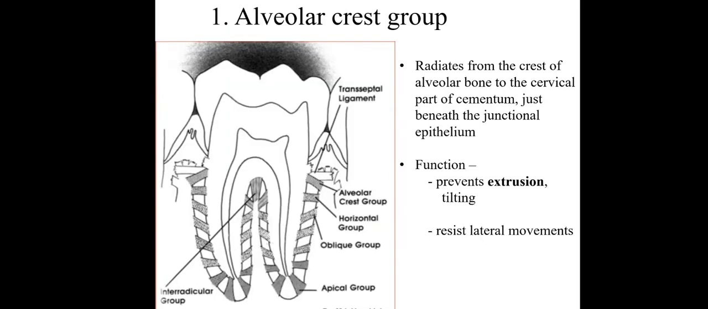Similarly, the alveolar crest group of fibers, by this particular direction, help in preventing extrusion, or upward movement, or movement of the tooth away from the socket. So it pulls the tooth back into the socket. The major function of the alveolar crest group of fibers is prevention of extrusion. It also prevents tilting of the tooth and also resists lateral movements.